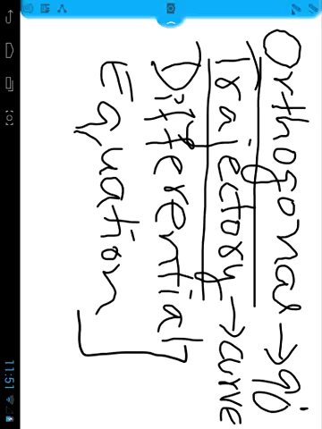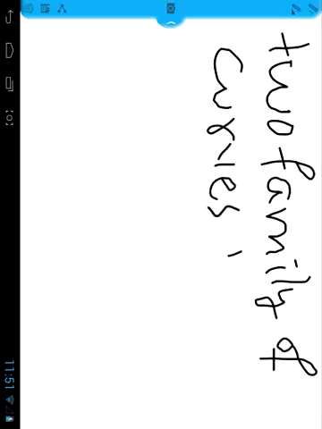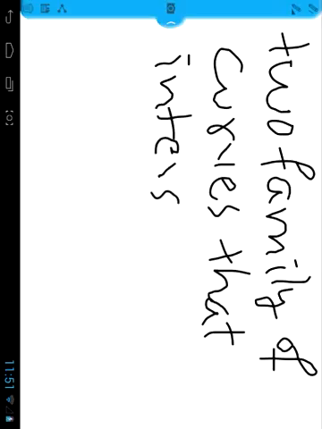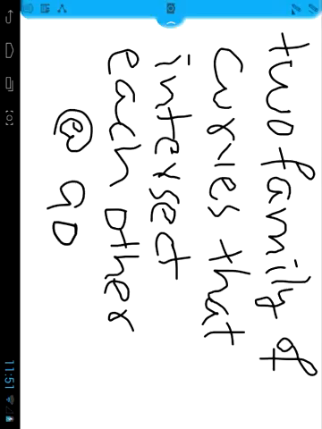Now, coming to the proper definition of orthogonal differential equations: two families of curves that intersect each other at 90 degrees. Okay, two families of curves that intersect each other at 90 degrees.